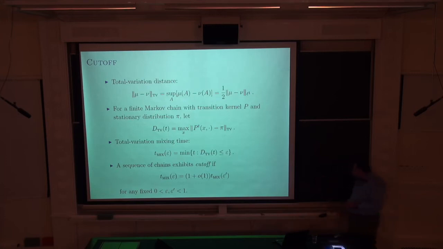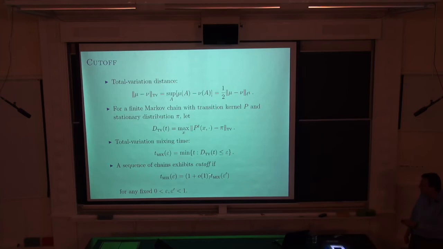T mix of epsilon is the time this graph goes below epsilon. And if you choose two values of epsilon, any two values between 0 and 1, then you see in such a graph, T mix of epsilon and T mix of epsilon prime are very close. What this little o of 1 means is that epsilon and epsilon prime are fixed here, and we have a sequence of chains or a sequence of graphs. We look at the ratio of T mix epsilon and T mix epsilon prime along the sequence, and along the sequence, the ratio should go to 1. So that's this cutoff phenomenon.